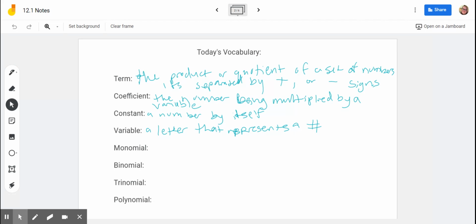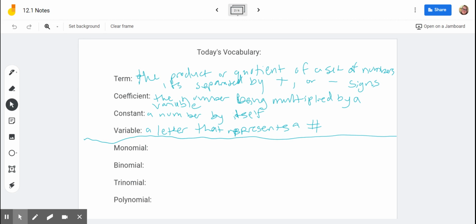So this piece, if you can't read it, I'm going to go ahead and go over it again real quick. The term is the product or quotient of a set of numbers. It's separated by a plus or minus sign. Coefficient is the number being multiplied by a variable, and a constant is a number by itself, and a variable is a letter that represents a number. What's new is this monomial, binomial, trinomial, and polynomial.